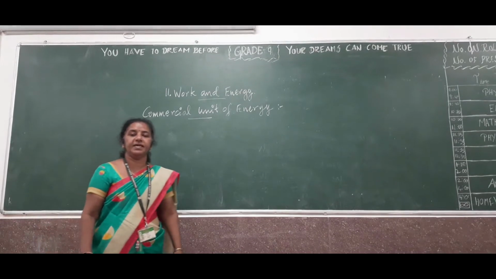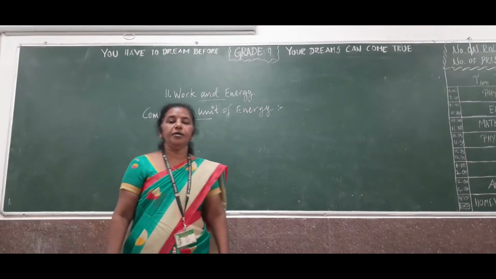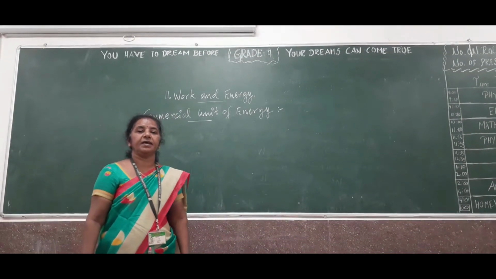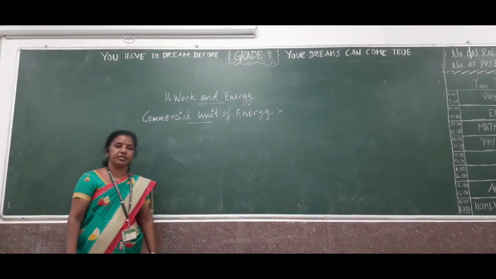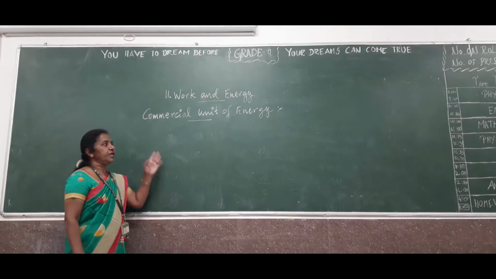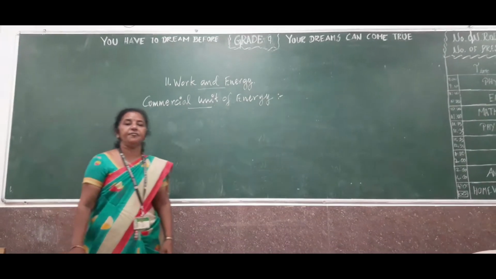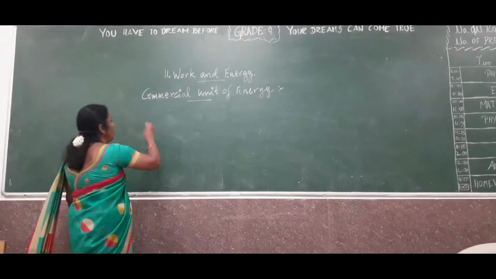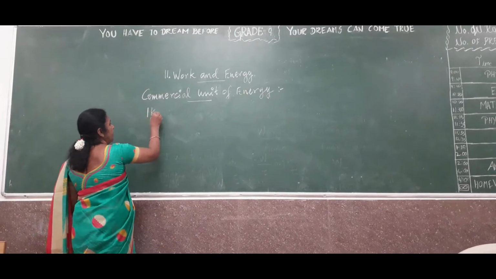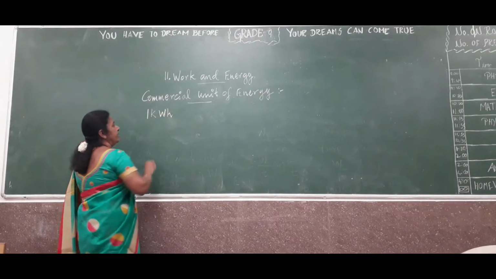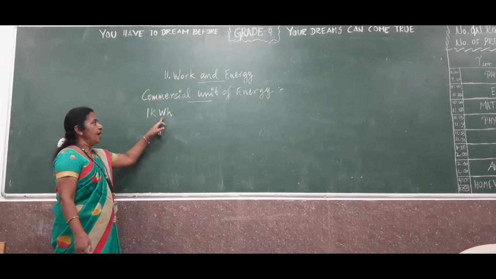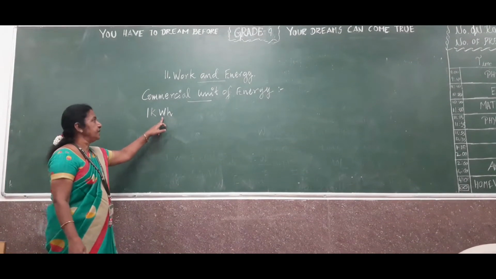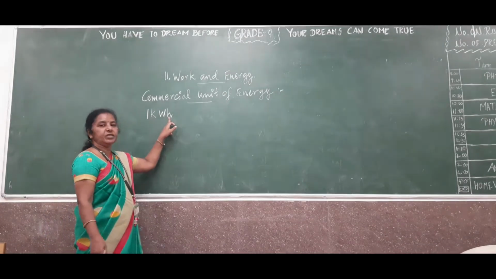Last class we have seen about power. You all know the unit of power is watt, and the bigger units are kilowatt and megawatt. Now what is the commercial unit? The commercial unit of energy is 1 kilowatt hour. The k should be a small letter, and W, since watt is the name of the scientist, should be a capital letter, and the h should be a small letter.